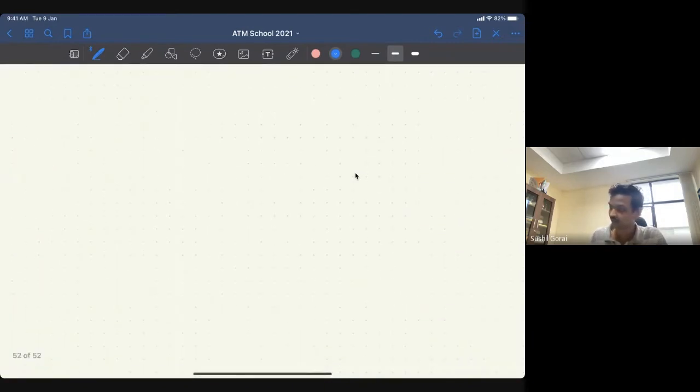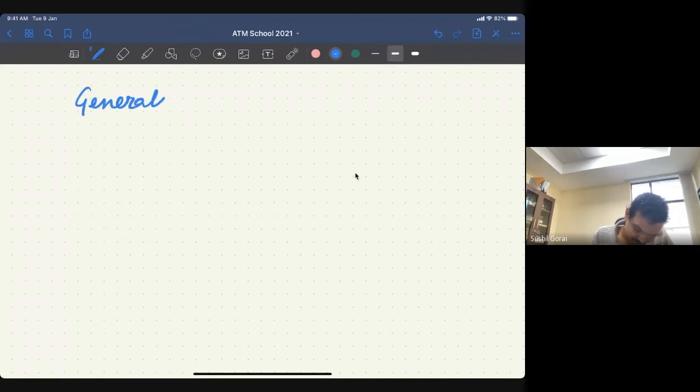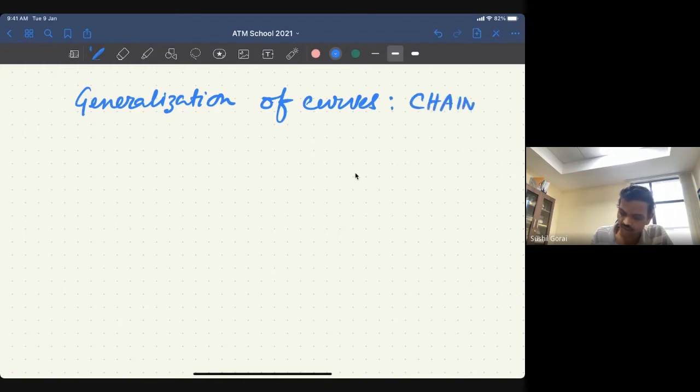All right, let's go into today's last topic. So mostly the most general form of Cauchy's theorem. Let me first give a brief generalization of curves, which one calls chains, right?